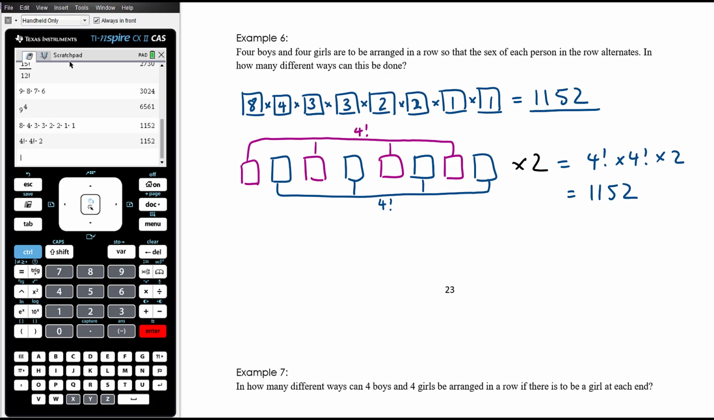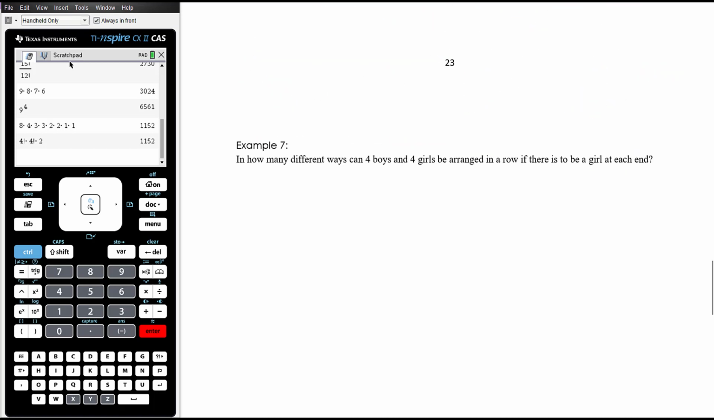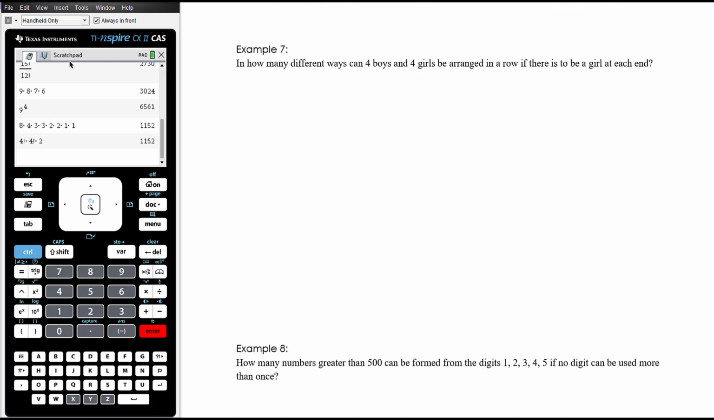Alright, example 7. In how many different ways can 4 boys and 4 girls be arranged in a row if there is to be a girl at each end? So this time we've got a girl at each end, a girl at that end, then we're going to have 1, 2, 3, 4, 5, 6 people in there, and a girl at the other end.